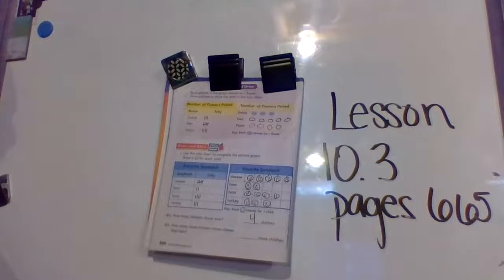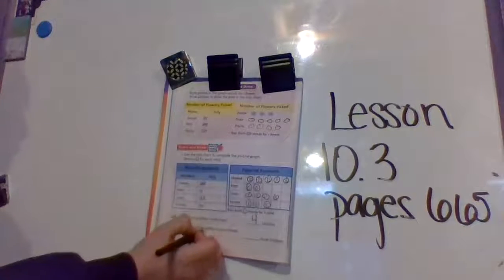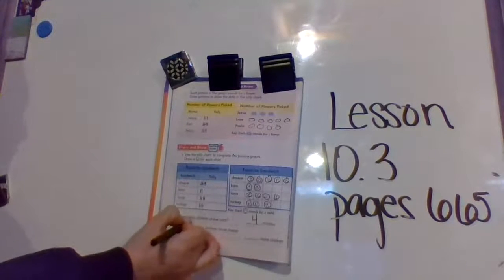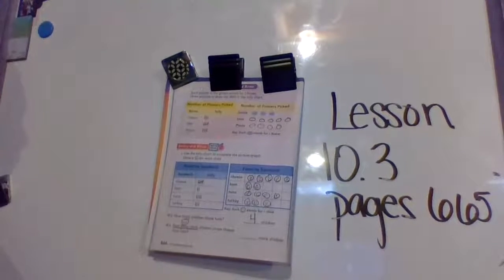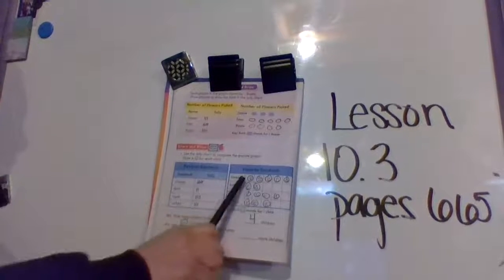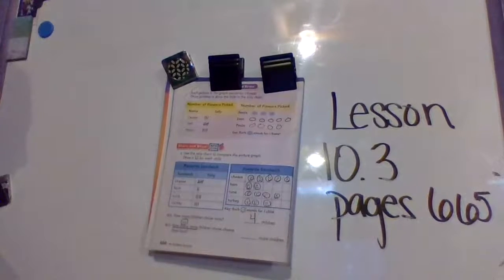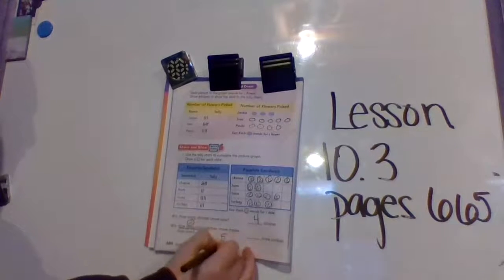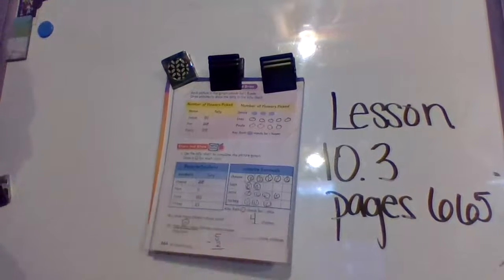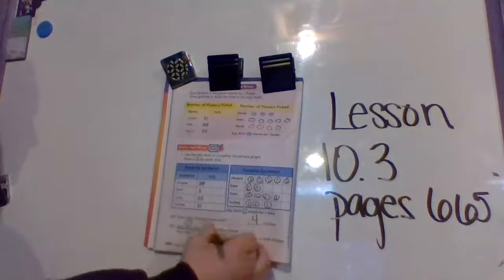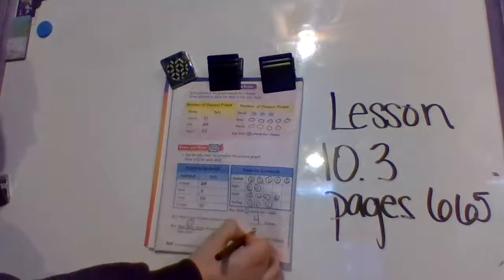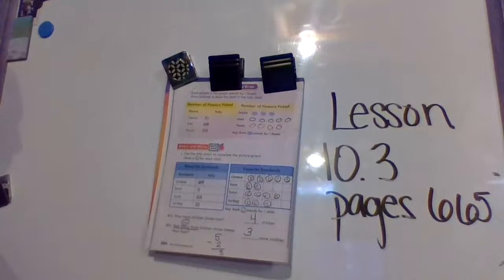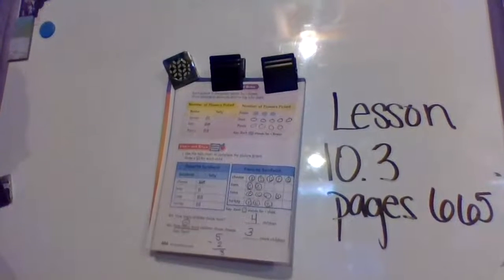All right, number 3. How many more children chose cheese than ham? So we know we have to subtract the ham from the cheese. So how many cheese did we have? 5. And how many ham did we have? 2. So 5 minus 2 equals 3. 3 more children. All right, nice job interpreting that data.